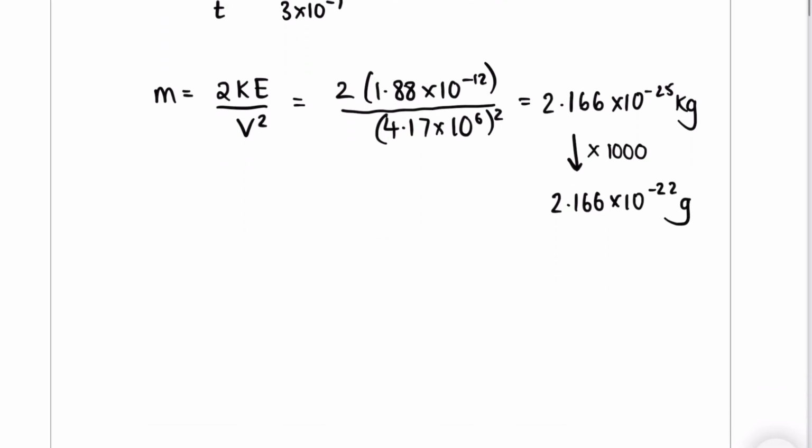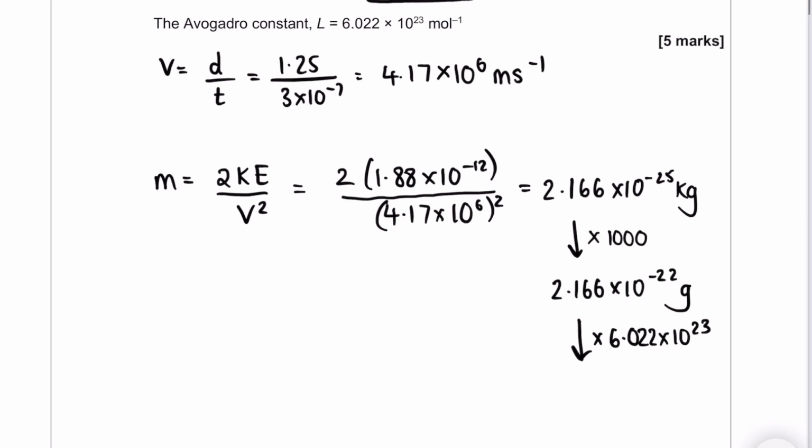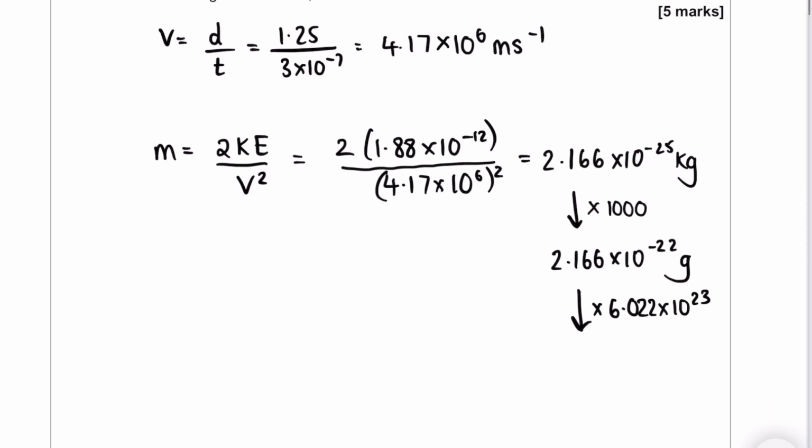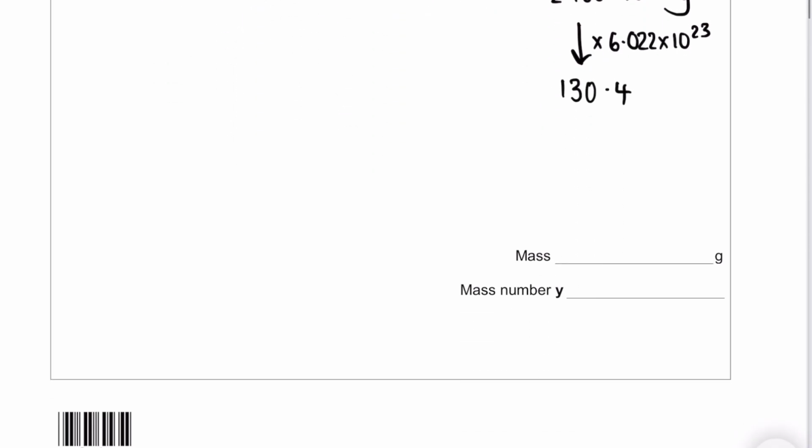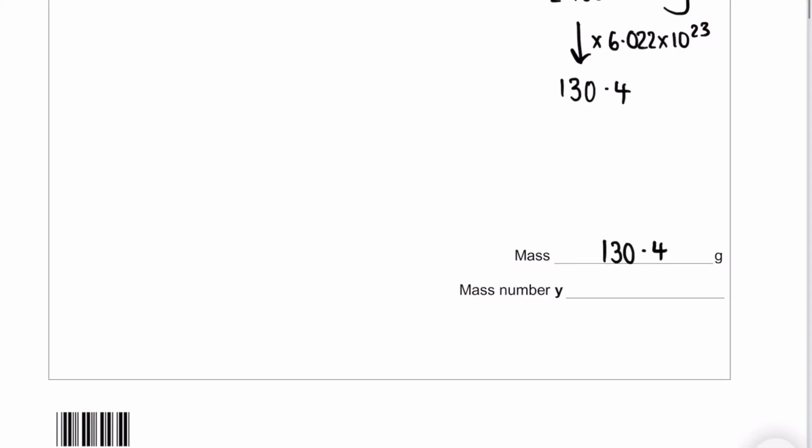Then to find it for 1 mole, I'm going to times by Avogadro's number. So I'm going to take my answer and times by 6.022 times 10 to the 23. And that's coming out to be 130.4. So the mass of 1 mole is 130.4. So the mass number, the nearest whole number answer, is 130.